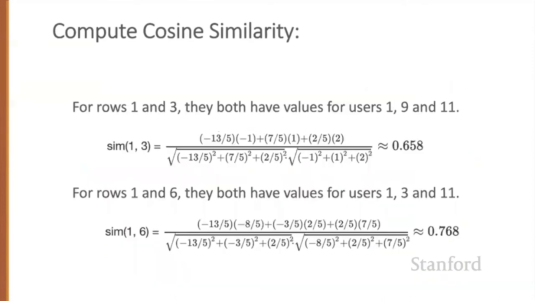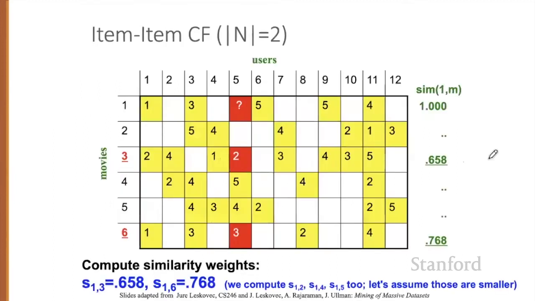So here are the cosines. For rows 1 and 3, they both have values for those 3 users, 1, 9, and 11. And here's our cosine with our 3 values and our 3 values. And for rows 1 and 6, they have values for users 1, 3, and 11. So we get our 2 cosines. So our similarities of movie 3 to movie 1 and movie 6 to movie 1 are 0.658 and 0.786. We can put those in this column.